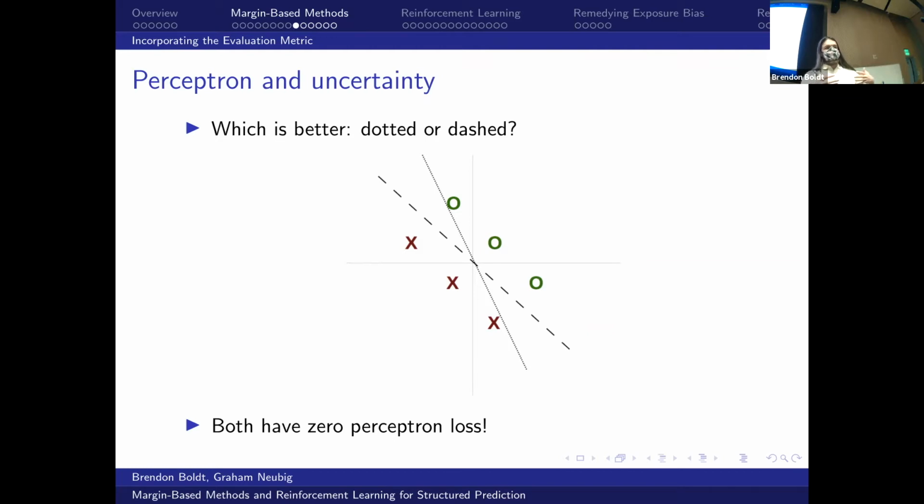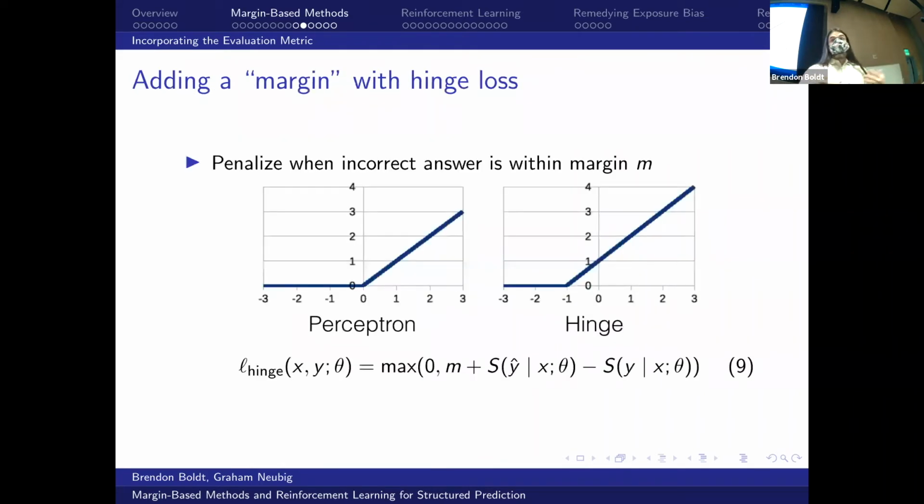I want to remind you here that both of these, according to our perceptron loss, would have zero loss. These are both perfectly fine solutions. But intuitively, we expect there to be some sort of stochasticity to our parameters, and so we want to have as much wiggle room as possible. We'd like to have this margin of error that the dashed line offers us. And this is exactly what we're going to do. We're going to add a margin to our perceptron loss, and this is what we'll call hinge loss.